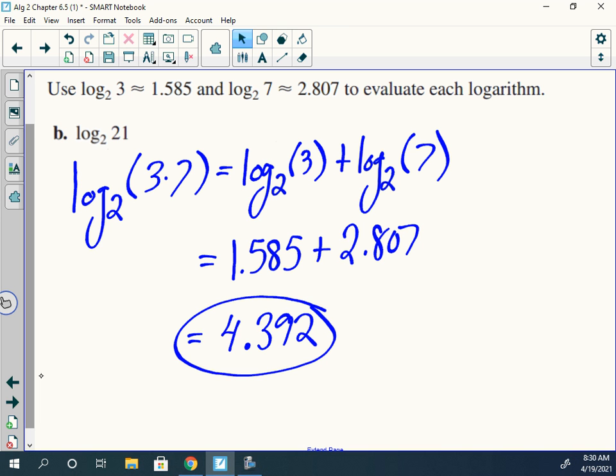Now this is one thing that does come up on the ACT, dealing with logarithms, simplifying, expanding, dealing with these here. Any questions on any of this here so far?